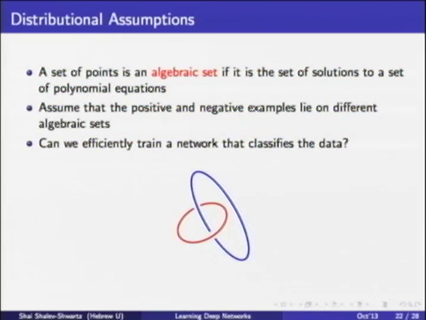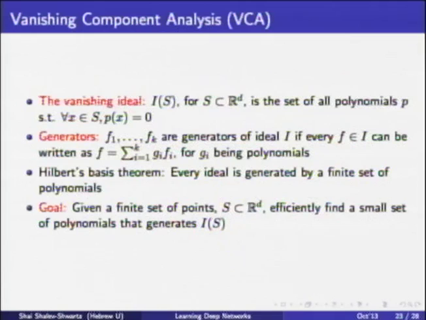The idea is that we will assume that the sets of positive and negative points at least approximately lie on different algebraic sets. So what is an algebraic set? It's just a solution of a set of polynomial equations. So here there is an ellipse that defines an equation for the blue, and for the red, a different ellipse. Okay. So assuming the data lies on two different algebraic manifolds, can we train a deep network that classifies the data? And in some sense, the answer is yes. And the algorithm is called vanishing component analysis.